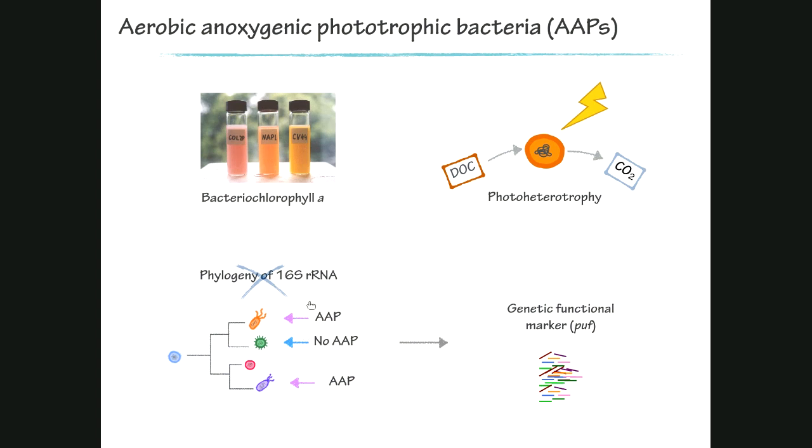So we cannot just know if a species will be an AAP by sequencing the 16S, so we need to use additional genetic markers, and in this case, the puf operon, which encodes the bacteriochlorophyll system, is the one that is being used to identify these AAP species.